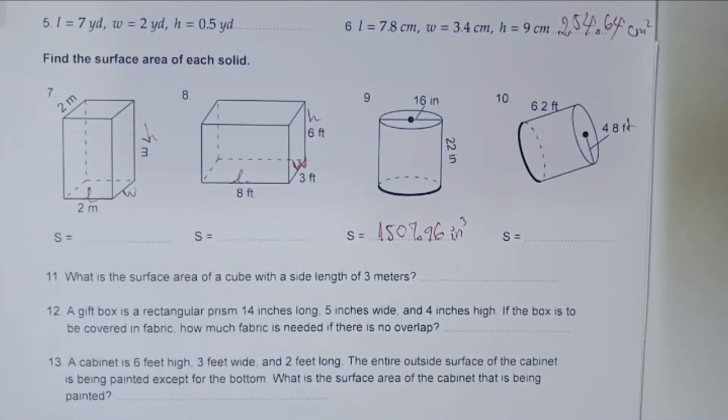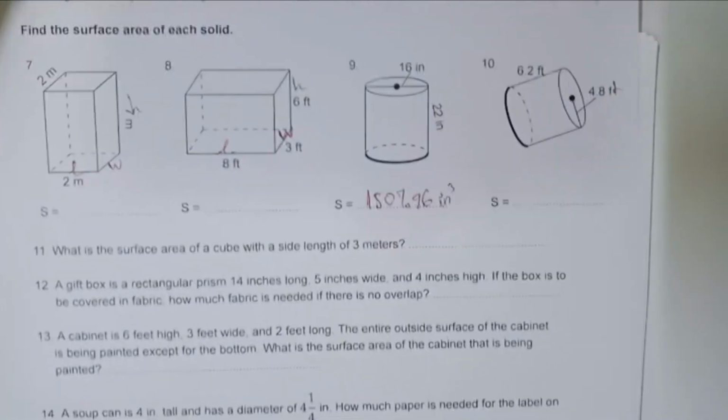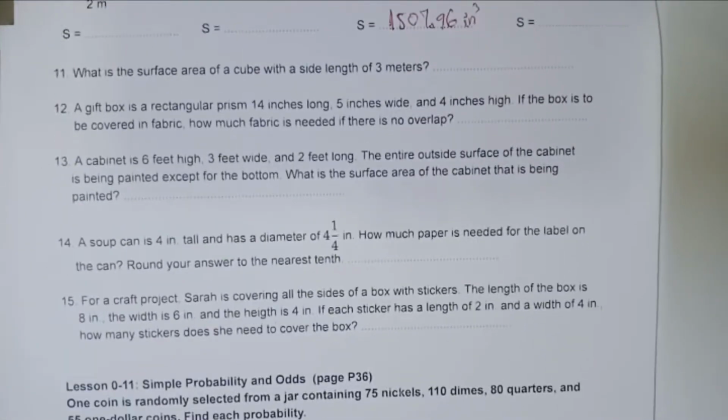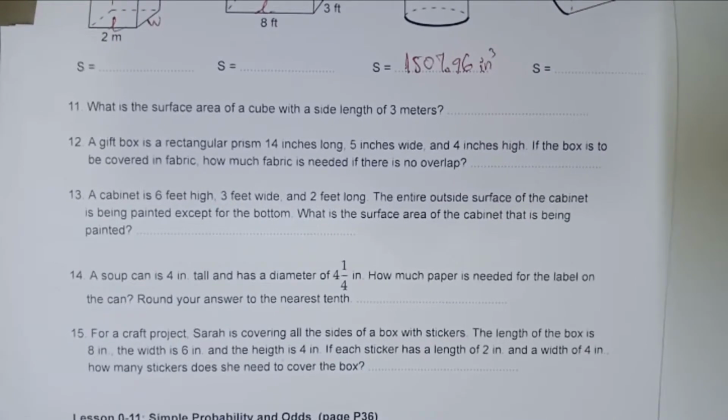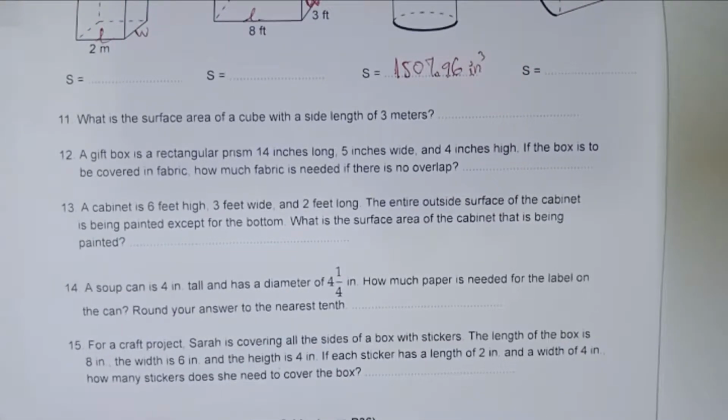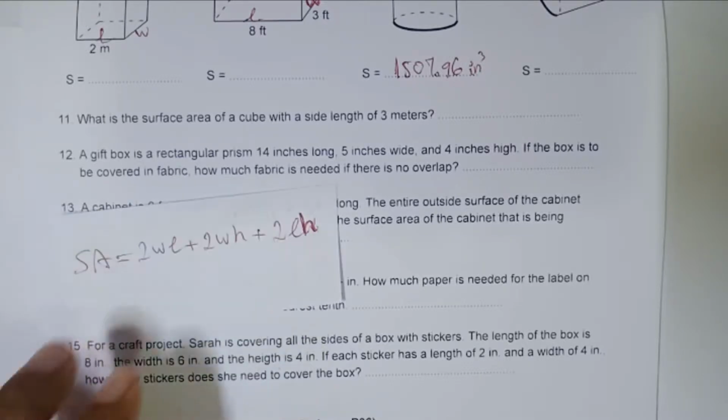Right, now let's move on to word problems. Number 11, number 12, all of these are word problems. Number 11, surface area of a cube with a side length of 3 meters. Alright, this is a cube, so you follow the same formula like you did with the rectangular prism, this formula.